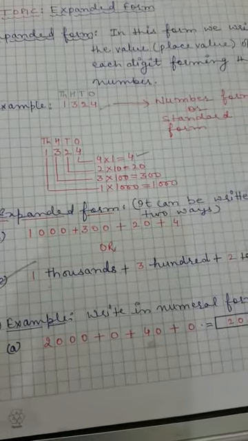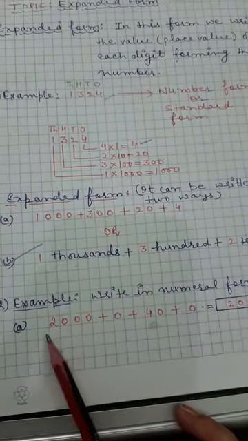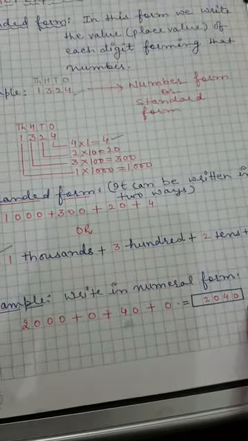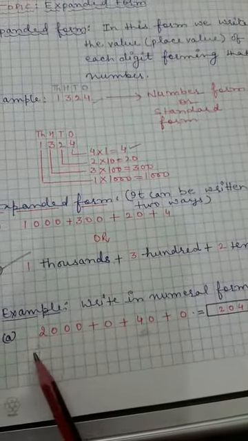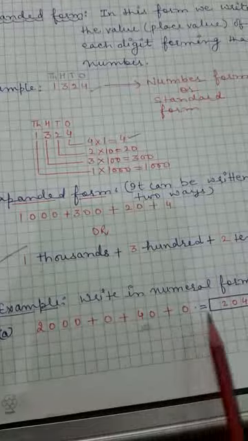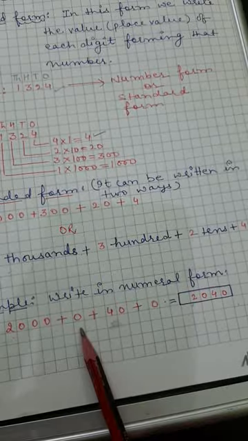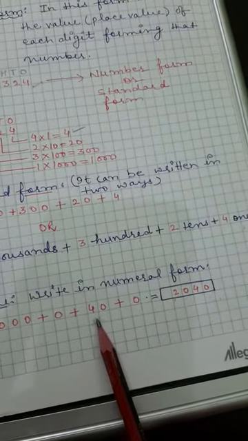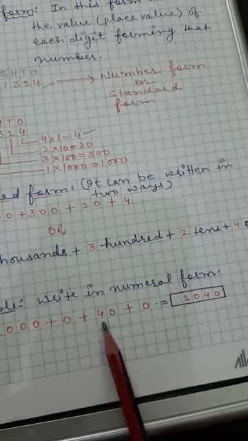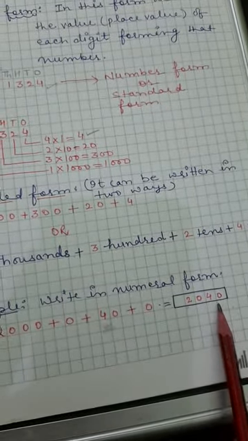Another question could also be asked from you all, that write it in the numeral form. In that, the expanded form will be given in the question and you have to write it in its numeral form. So here is an example. 2000 means 2 is in its thousands place. So we will write 2 over here. Now in hundreds place the digit is 0, so we will write 0. In tens place the digit is 40, that means the digit is 4, so we will write 4 over here. And in ones place again the digit is 0, so 0 over here.